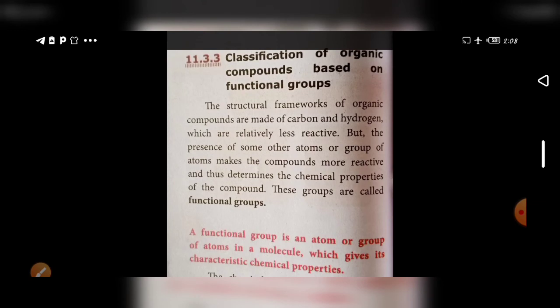In our book, they have given the structural framework of organic compounds, which are made up of carbon and hydrogen. Already you know very well, they are relatively less reactive, but the presence of some other atoms or groups of atoms makes the compound more reactive and thus determines the chemical properties of the compound. These groups are called the functional groups. So again, the functional group is an atom or group of atoms in a molecule which gives it its characteristic chemical properties.